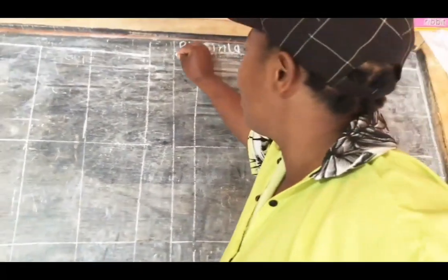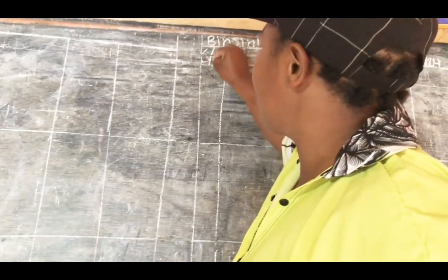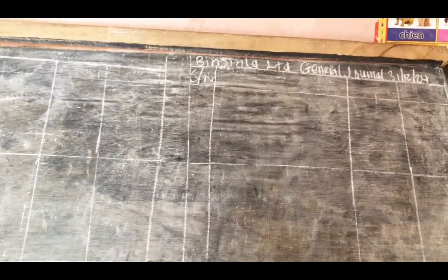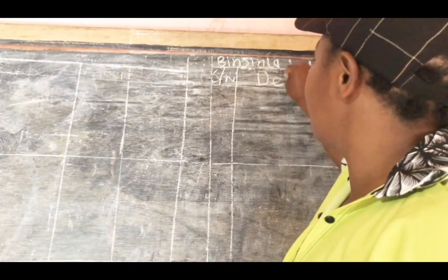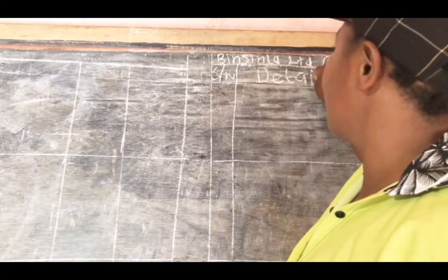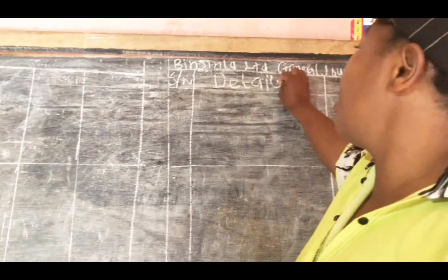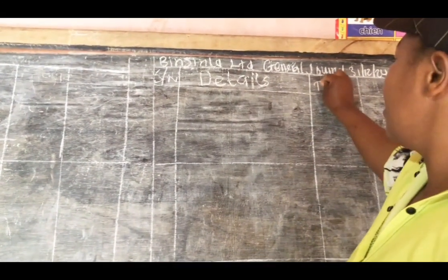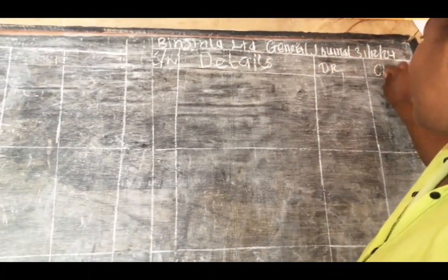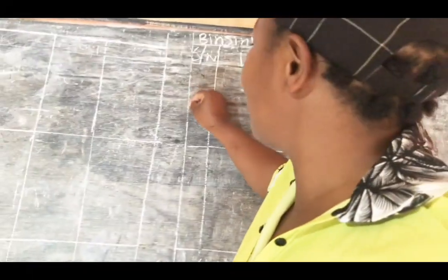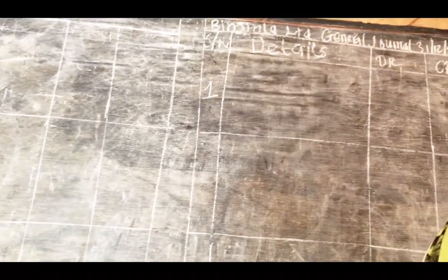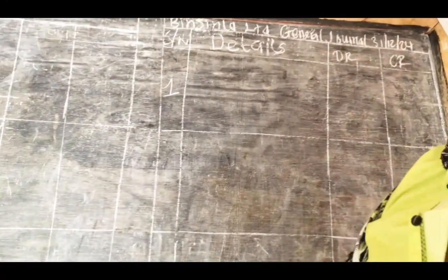So we have here the serial number because we don't have the dates. Only the numbers are given to us. Then we have here details, or description, or narration. We have here the debit and the credit. We start. We have transaction number 1. So it concerns only the computer and purchases of goods.